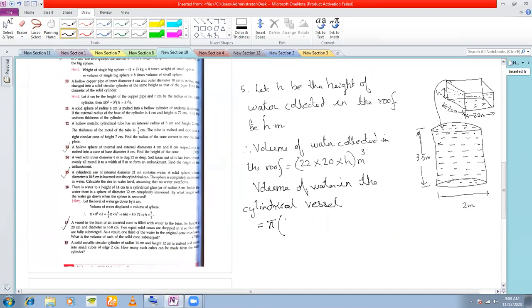What is the radius? Diameter here is given to be 2. So radius will be half of the diameter, pi r square, and height is given to be 3.5. This is the volume of water that collects in the cylindrical vessel. Water is drained from this cuboidal tank and it collects in this cylindrical vessel, and the cylindrical vessel is full. So that means the volume of water collected in the cylindrical vessel must be equal to the volume of the cylinder. So this is pi into 1 square into 3.5, let's write this as 35 by 10.